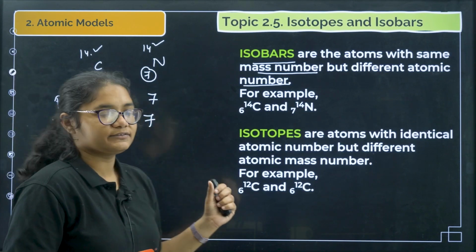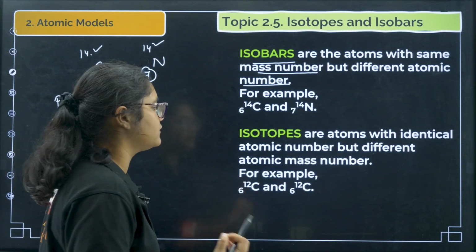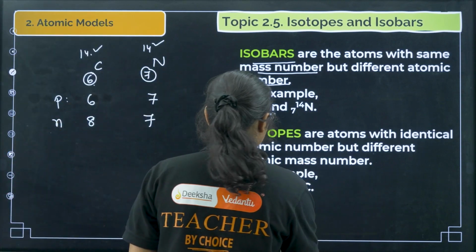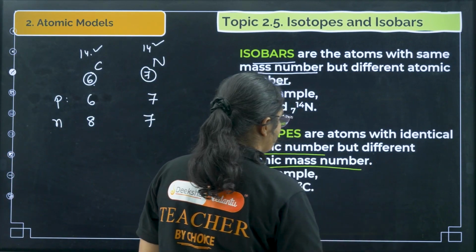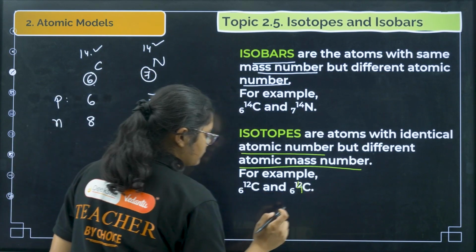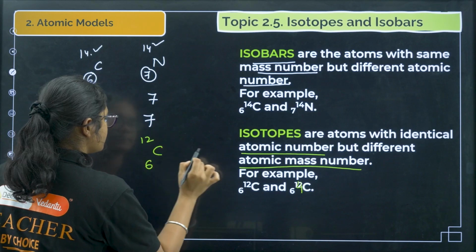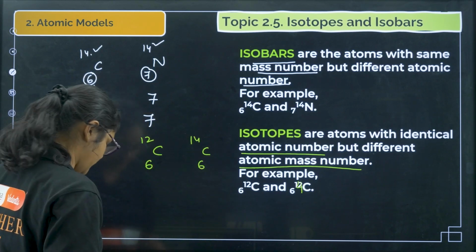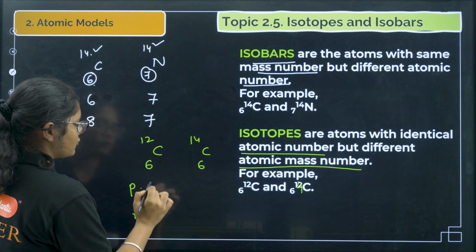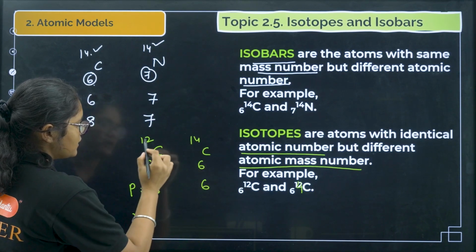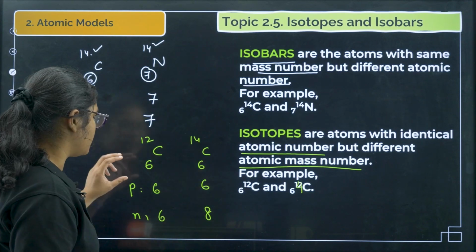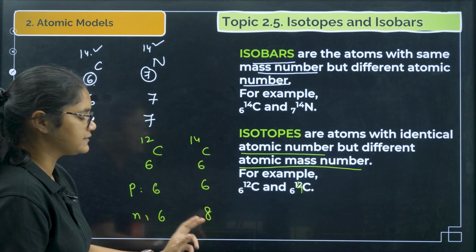Okay, now coming to isotopes. So isotopes are the atoms in which they have identical atomic number. Okay, they have identical atomic number but different mass number. Okay, so now here also you can take one example, here it is carbon. Okay, C 6 12 and C 6 14. Okay, so now if you see here, we have protons and neutrons number. Proton is 6, here also proton is 6, neutron is 6 and neutron is 8. Okay, so proton number will be 6 and 6, neutron number is 6 and 8.